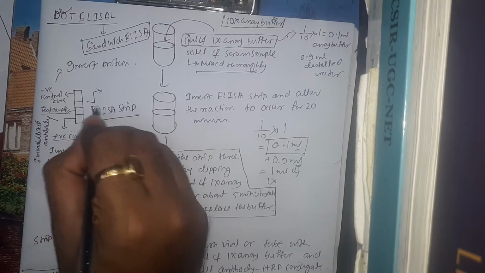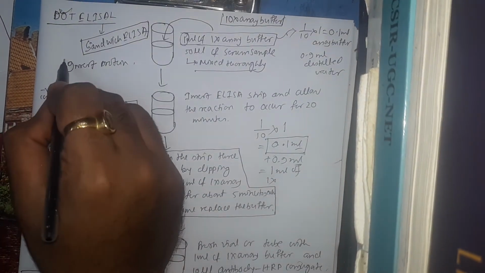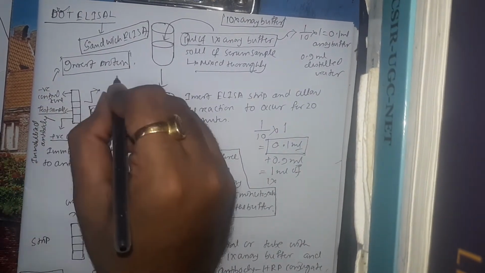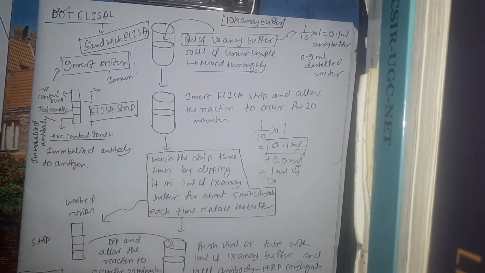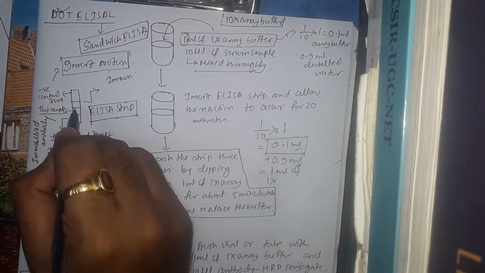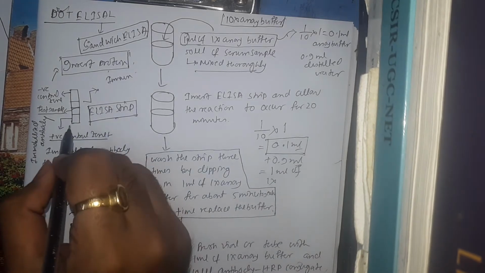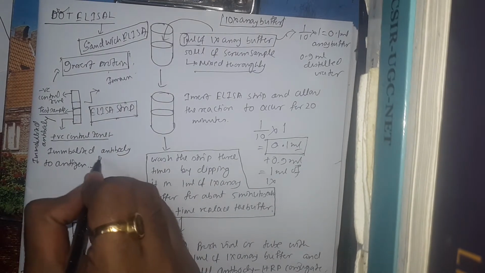In this ELISA strip there are 3 specific zones. One is the negative control zone, where you have an inert protein. That means this zone does not contain any immune component. The middle portion is your test sample zone, where you have your immobilized antibody, but not bound with antigen. The third one is your positive control zone. In that zone you have immobilized antibody along with antigen specific to that antibody.